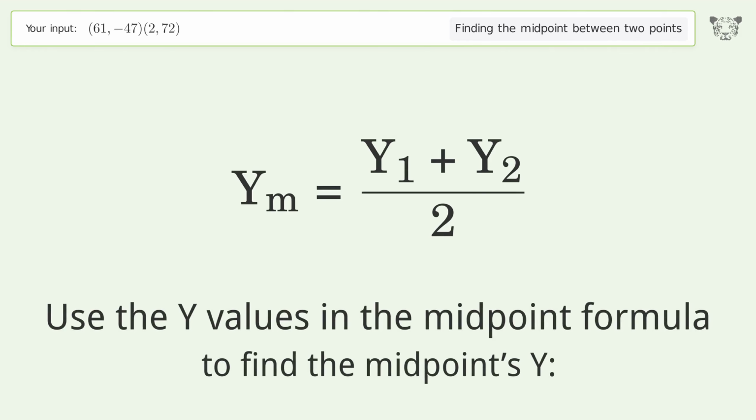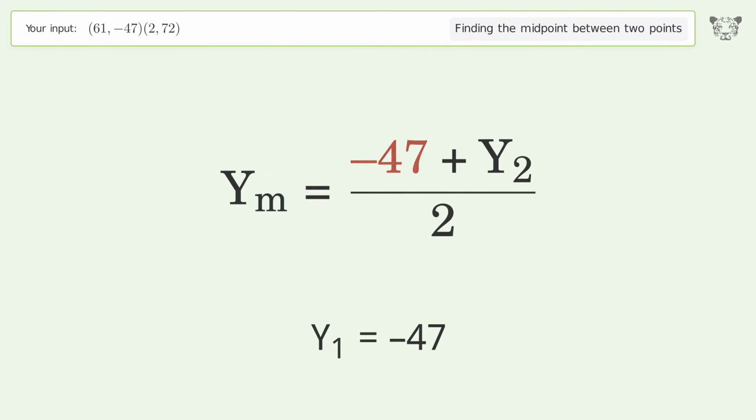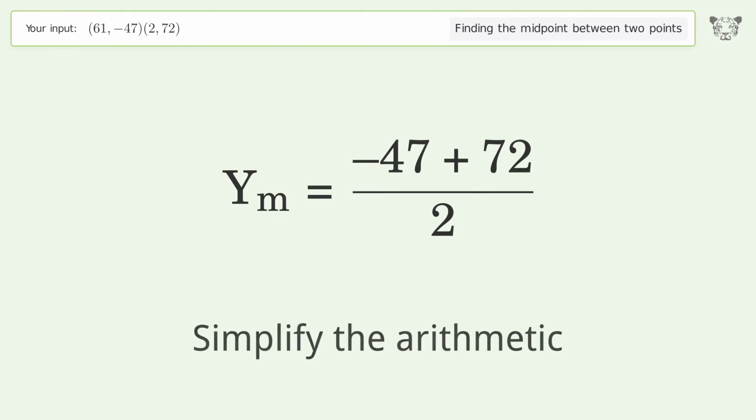Use the y values in the midpoint formula to find the midpoint's y. y1 equals -47. y2 equals 72. Simplify the arithmetic.